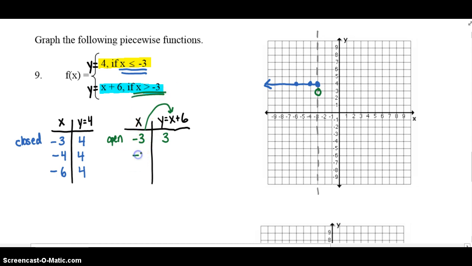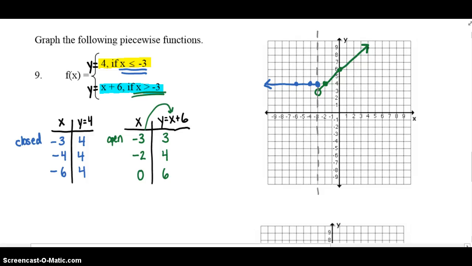So I could pick -2. I could go bigger and pick 0. Alright, then to get the y values, I just plug them in. -2 plus 6 is 4, and 0 plus 6 is 6. So now I should have a point at -2, 4, and 0, 6. And once again, follow that pattern and draw your line. And that's it. There's our piecewise function.